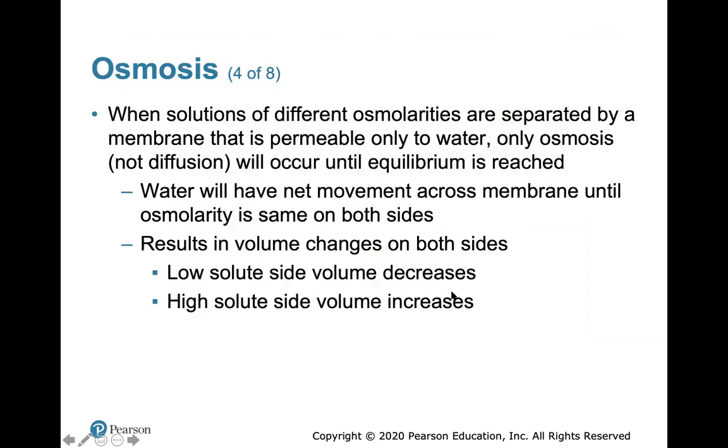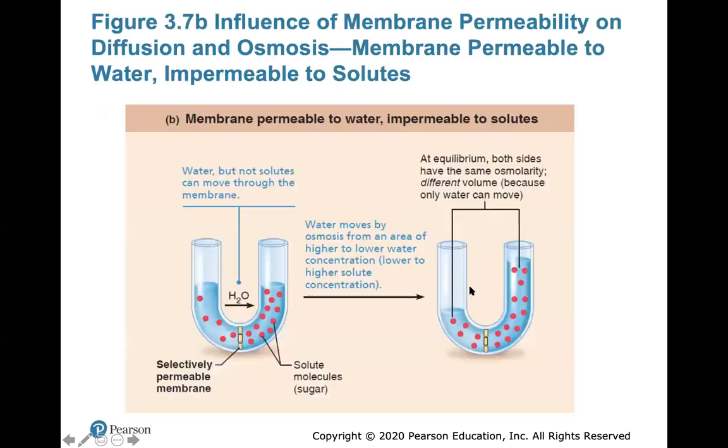Osmosis, once a little more on osmosis. When solutions of different osmolarities are separated by a membrane that is permeable only to water, only osmosis will occur until equilibrium is reached. So water will have a net movement across the membrane until osmolarity is the same on both sides, and this will result in volume changes on both sides. I'll show you an example, but the low solute side volume will decrease and the high solute volume will increase. So what do I mean by this?